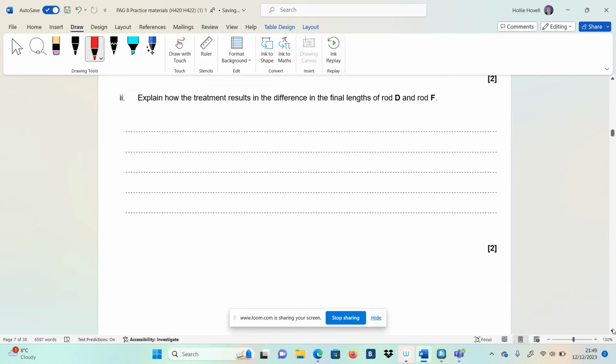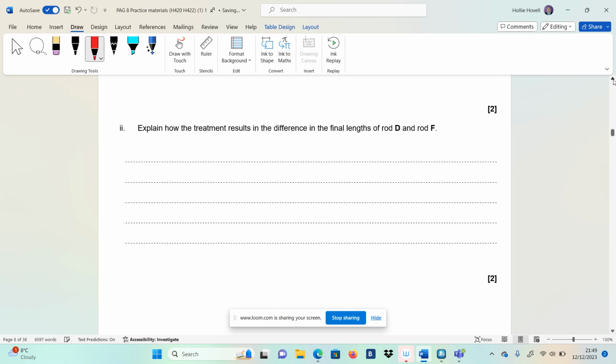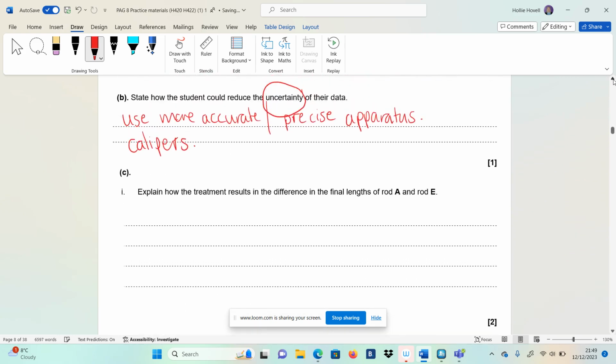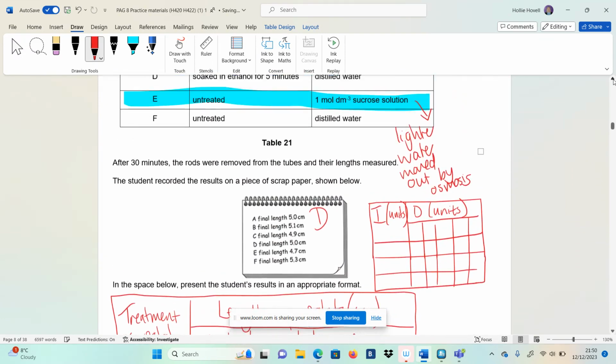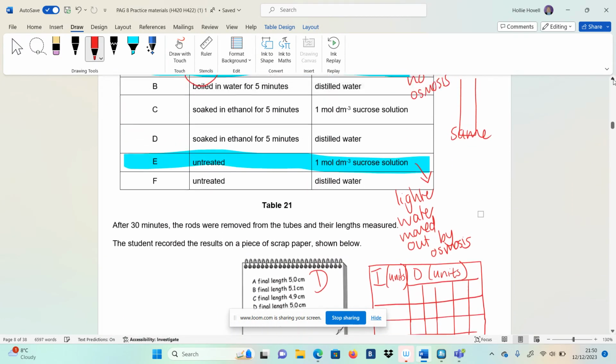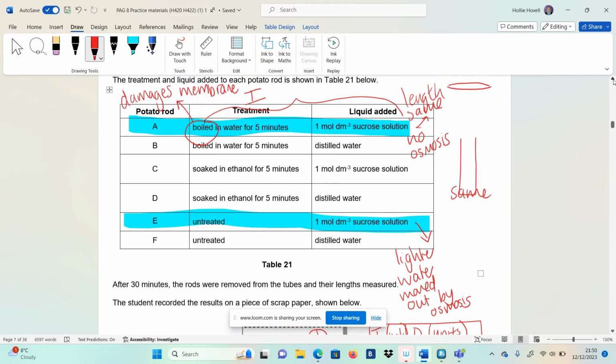Explain how the treatment results in the difference between the final lengths of rods D and F. Next. Okay, so D and F. So we can see that D stayed the same and F got heavier. So D stayed the same, F got heavier. See how I annotate my work all the time? Try and get in the habit of doing that.